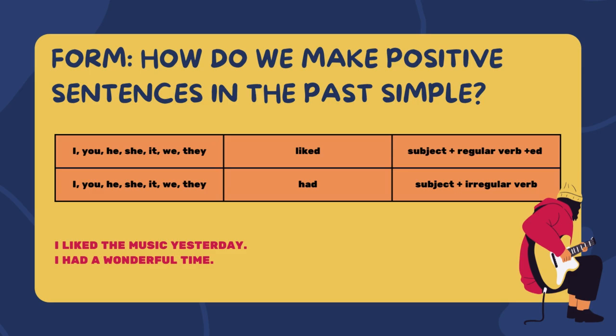Next, we are going to talk about how we make positive sentences in the past simple. And the form is subject plus verb 2 plus object. The examples are: I liked the music yesterday. I had a wonderful time.